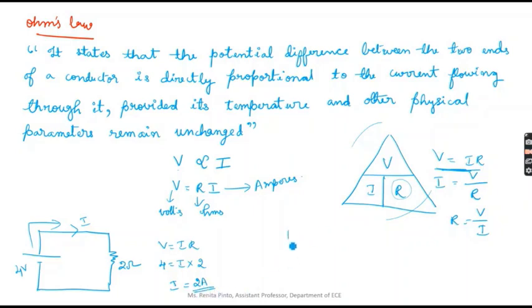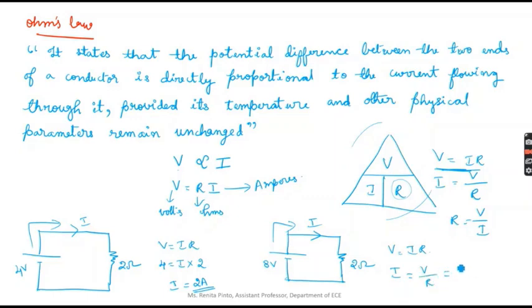Now let me take another example where I will double the voltage. Let me take it as 8 volts and keep the resistance the same, 2 ohms. Now let me find the current. Current flows like this again. V is equal to I into R, so I will be equal to V by R. 8 divided by 2 is nothing but 4 amps.